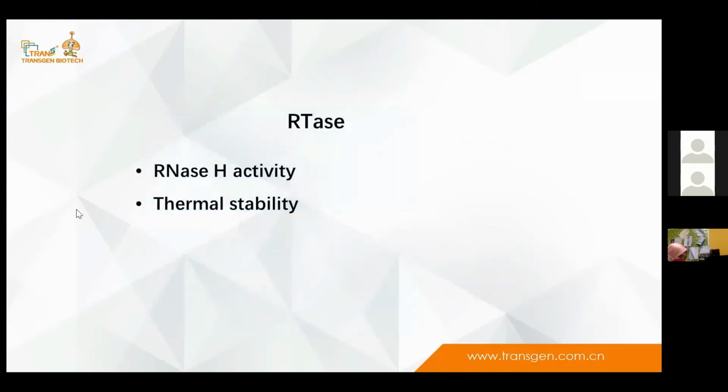Reverse transcriptase can do the synthesis based on DNA or RNA, but the activity based on RNA is much higher than that based on DNA. So the main activity of the polymerase is the reverse transcriptase activity. And in the other way, there are two different kinds of activities we have to focus on. The first one is RNase H activity. The other is the thermal stability.